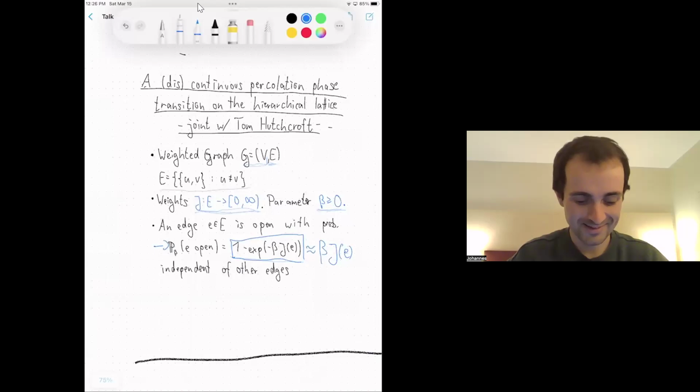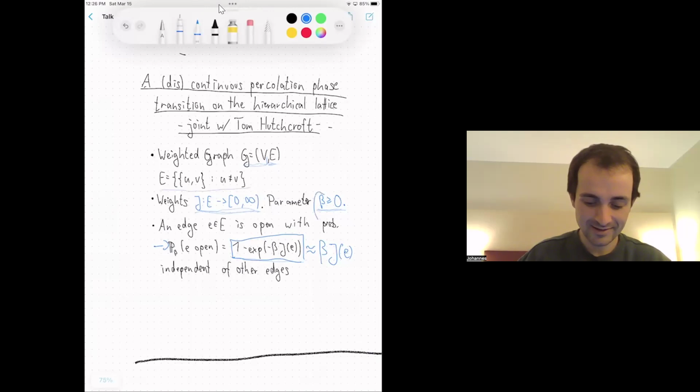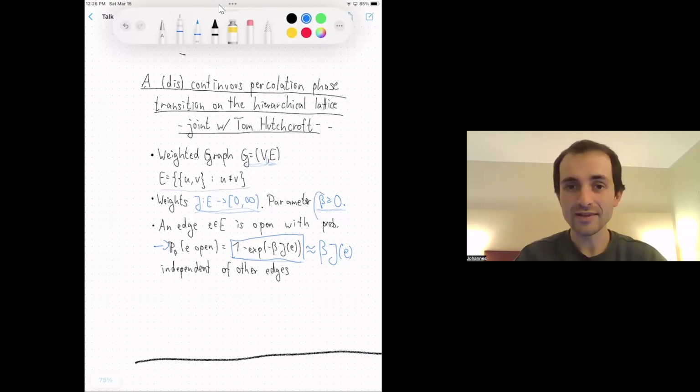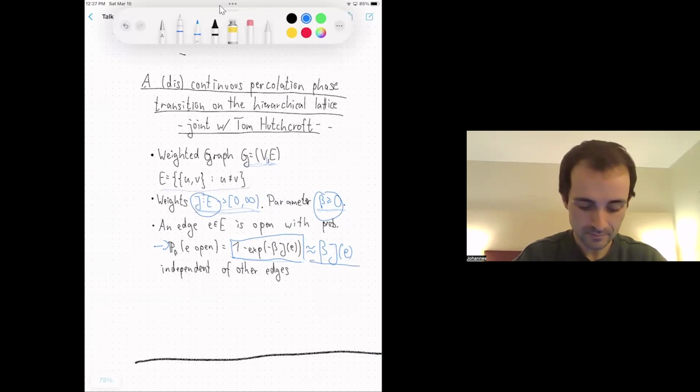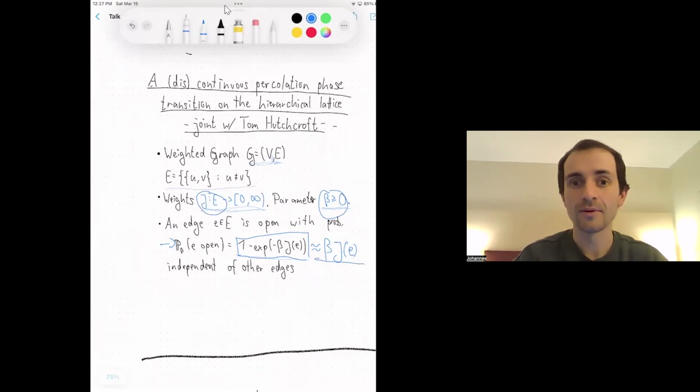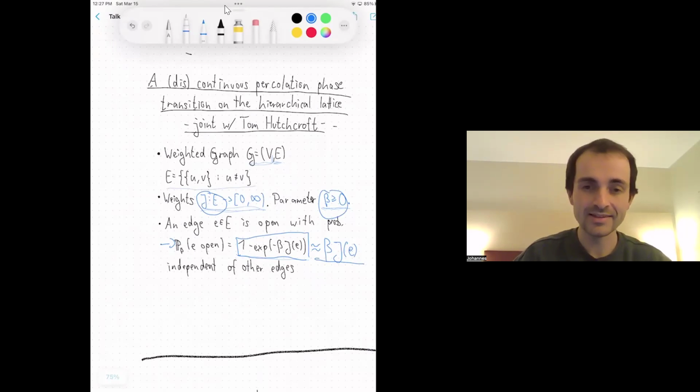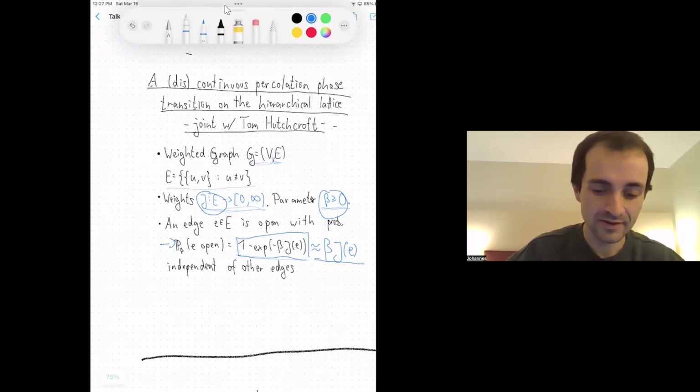I have this parameter beta and this function J. For each element in E, there's an open edge between them with this probability. If the edge is not open, then we say the edge is closed. What we're interested in is the open cluster. I do this independently, so for each element in E, it's independent whether the edge is open or closed. Let's look at a few examples of this.